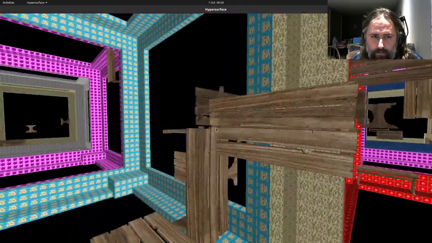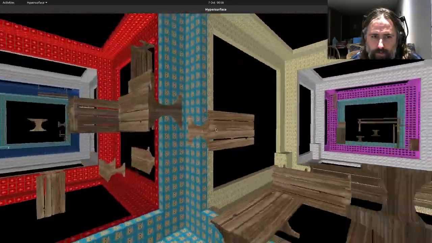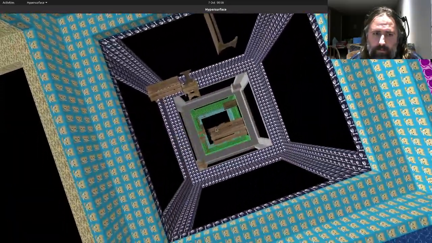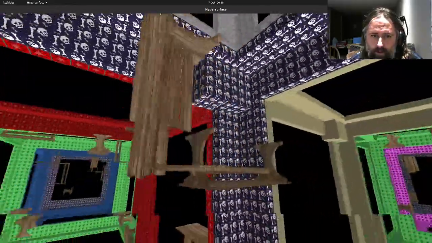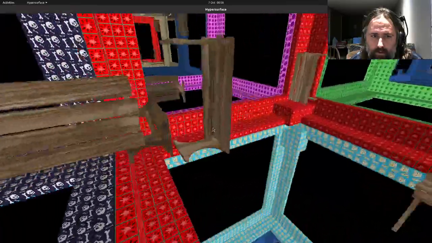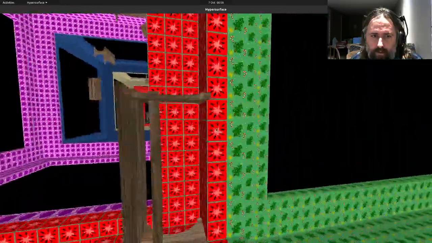Oof, that's not right. So as you can see, it's generally making sense.